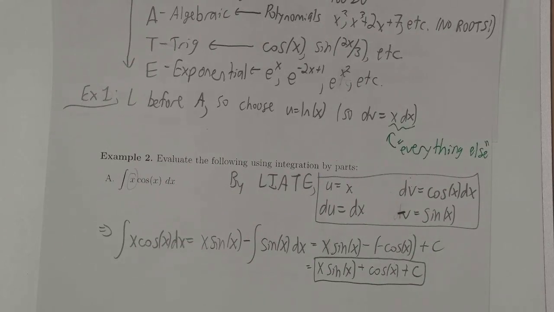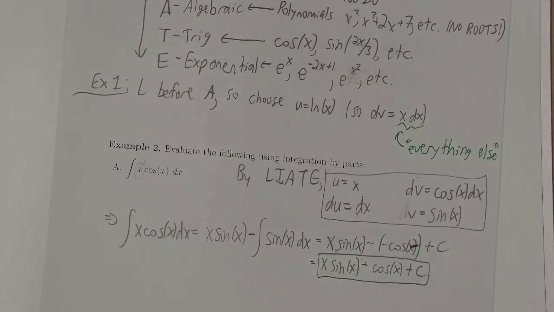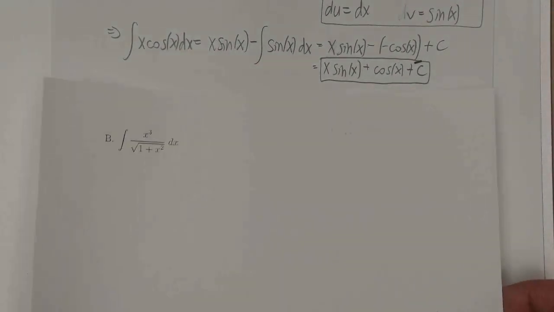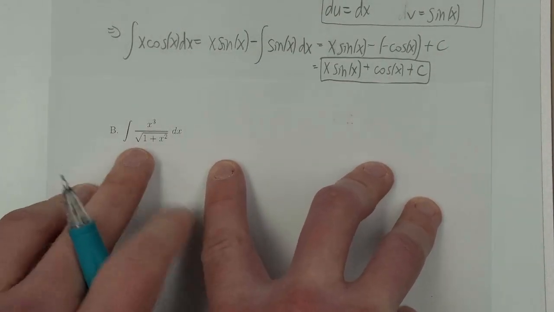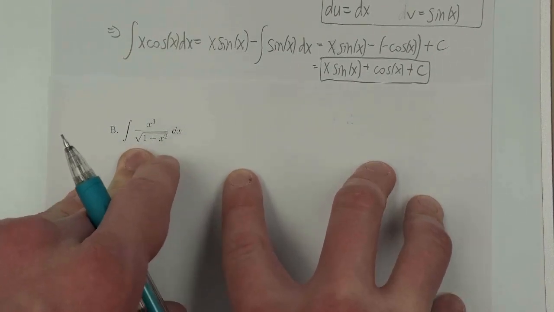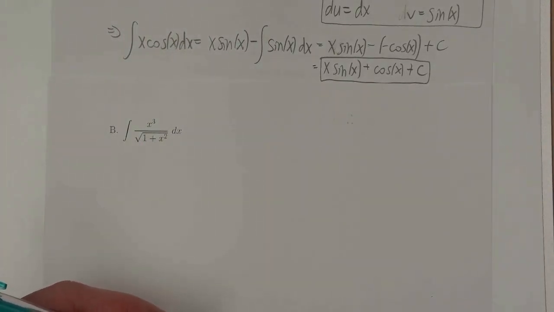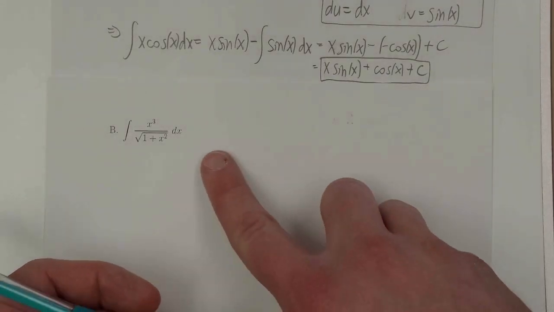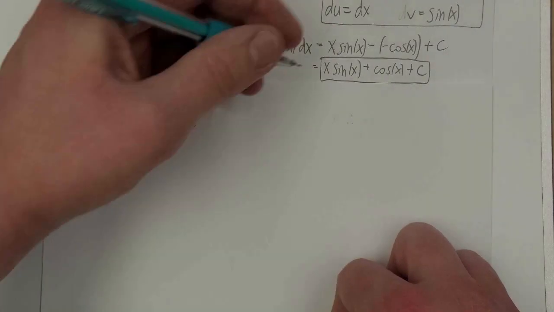So let's make things a little bit more interesting. Now here's where things get a little more interesting. With 2b, we have the integral of x cubed over the square root of 1 plus x squared dx. If you were to use our rule that we've established, then what would be a good first guess for our choice of u in this case? You got a guess?